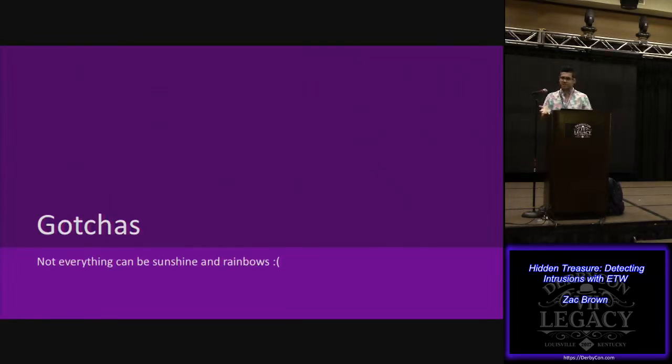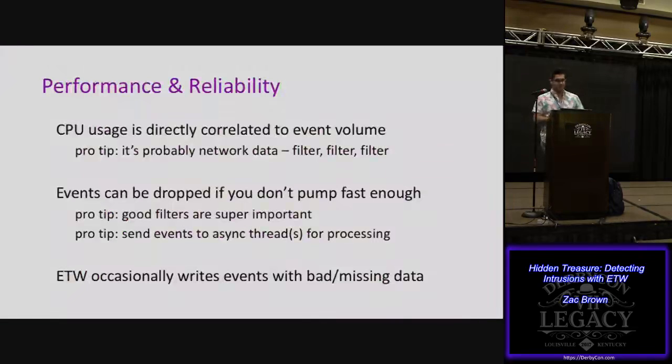Not everything's sunshine and rainbows. Let's talk about some gotchas. These are problems that you may encounter trying to use ETW, and also problems you'll want to monitor for when your red team comes through. For performance and reliability, CPU usage is directly correlated to event volume. And it's almost always network data. You need to filter out the internal VLAN badly.